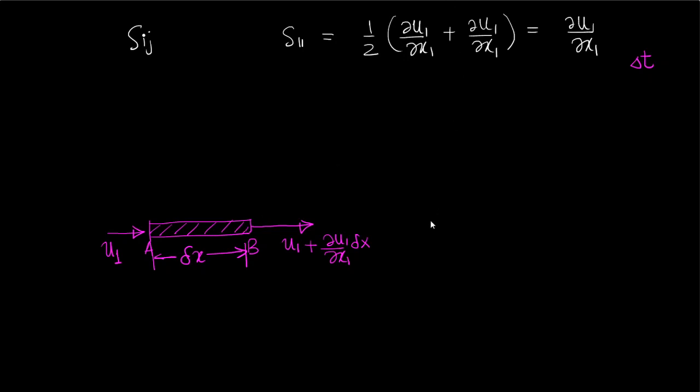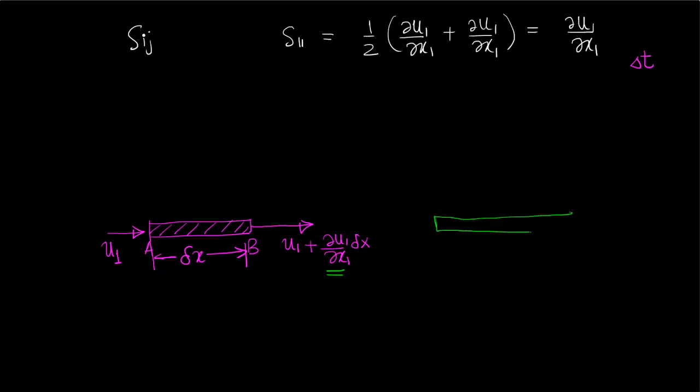So let me draw it in a different color. Because the point B has a higher velocity than point A, it is going to stretch. We are assuming a positive sign convention, and of course whether it will stretch or not will depend on the sign of this particular term. If this particular term is equal to 0, then points A and B will translate with the same velocity, and this element AB will not stretch at all.